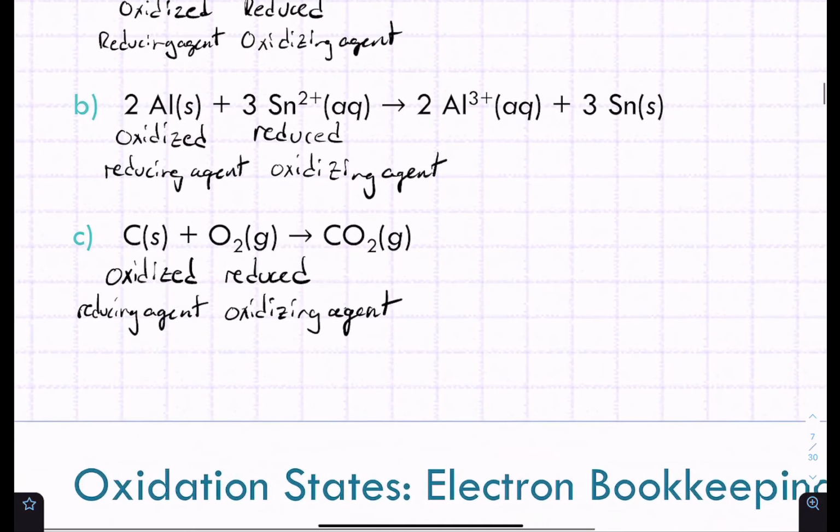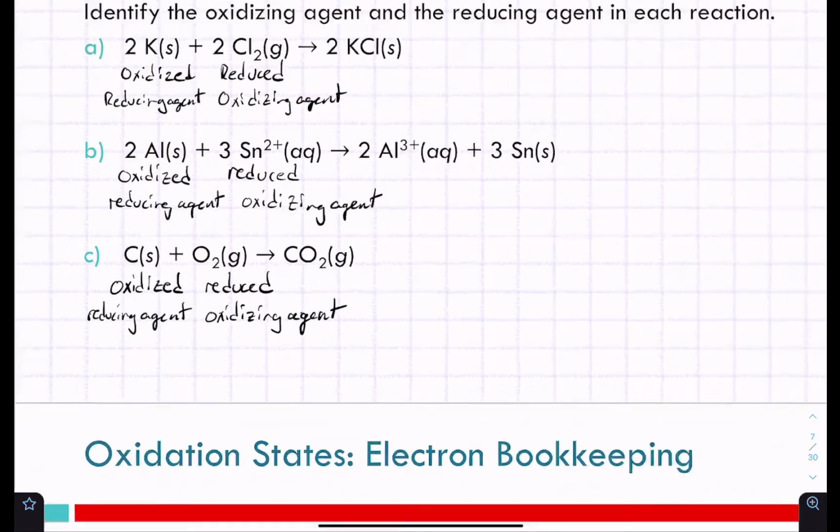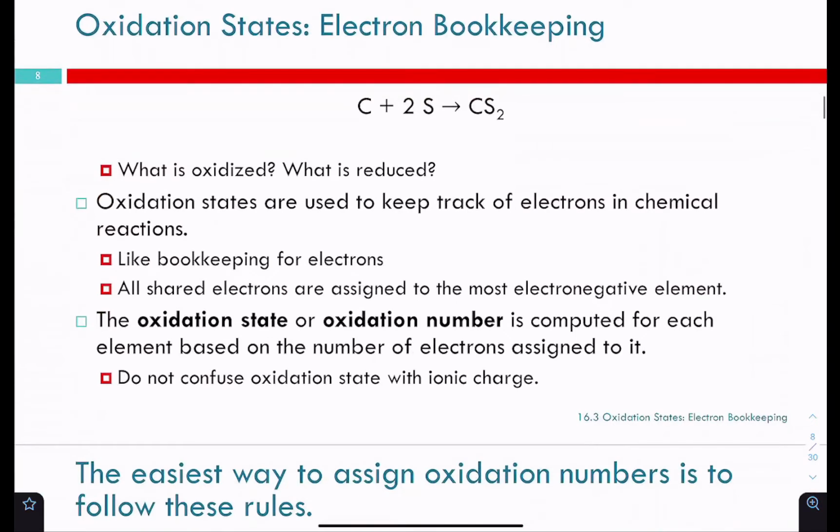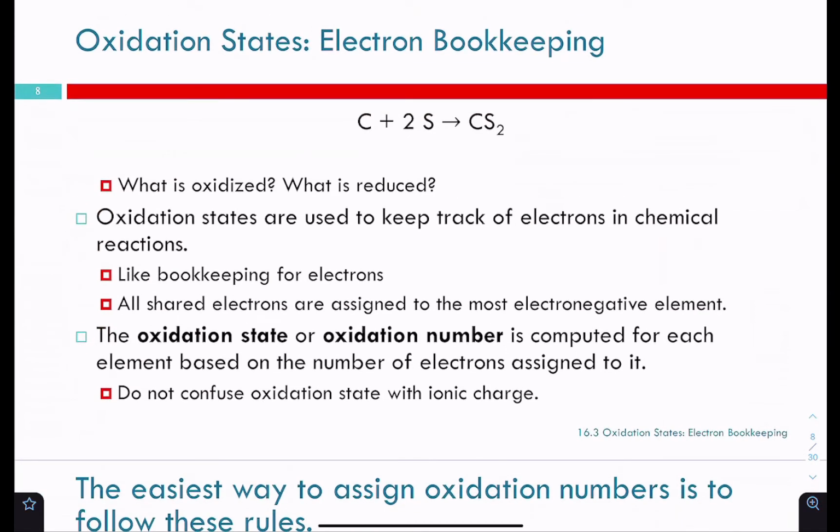So for problems like C, we need a way of identifying more than just what their charges are, whether or not they're gaining or losing electrons, because it's not always going to be obvious, sometimes even less obvious than in that problem. So that's why we have oxidation states, which you can think of as electron bookkeeping. So if you're trying to determine what's being oxidized and what's being reduced, use oxidation states to keep track of the electrons and where they're going in chemical reactions.